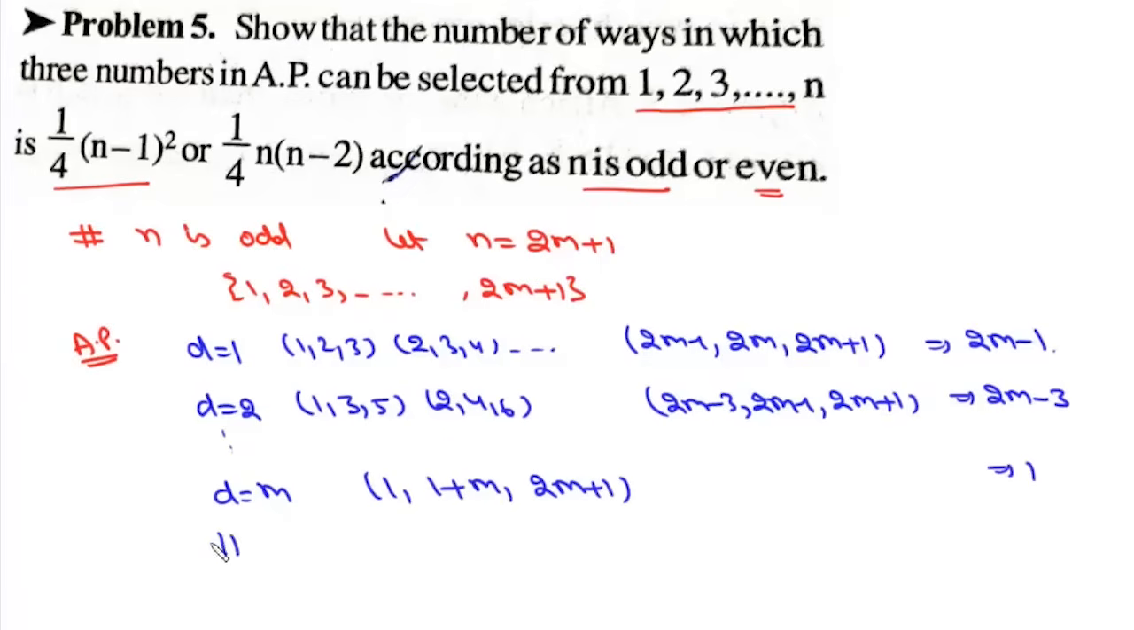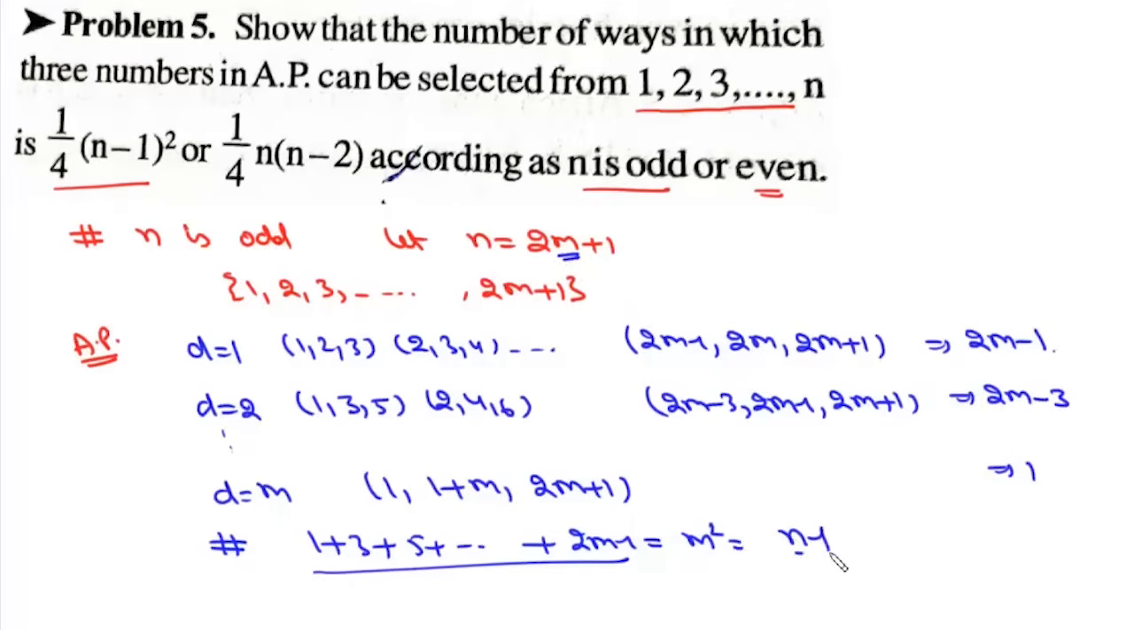So the number of such APs will be 1 + 3 + 5 up to 2m - 1, which is the sum of first m odd natural numbers, and which is nothing but m^2, and m in this case is (n-1)/2. So the total number of such APs will be ((n-1)/2)^2. So if n is odd, then it is (1/4)(n-1)^2.